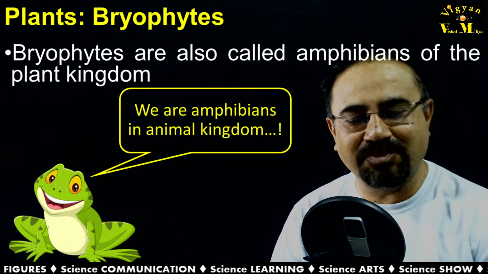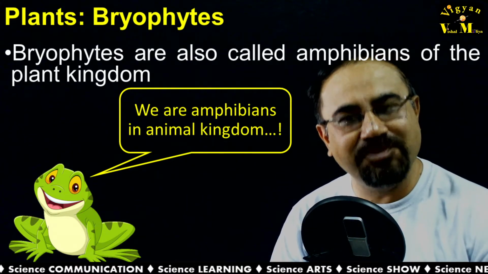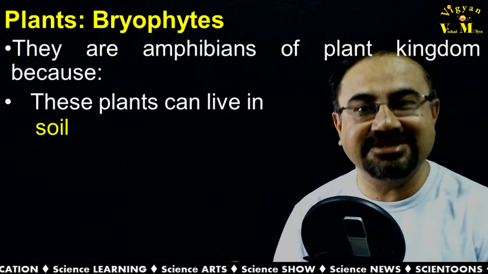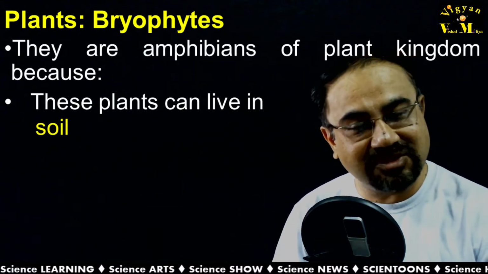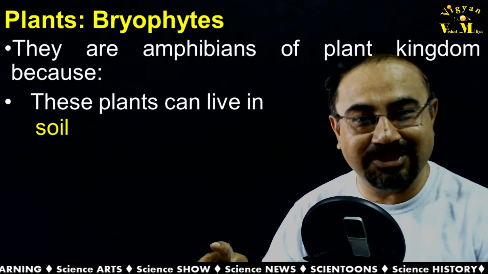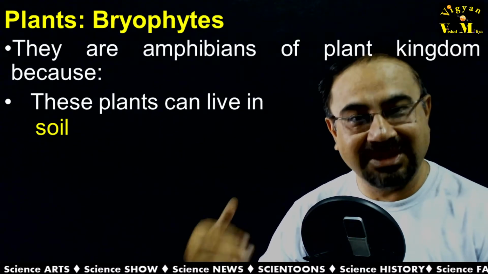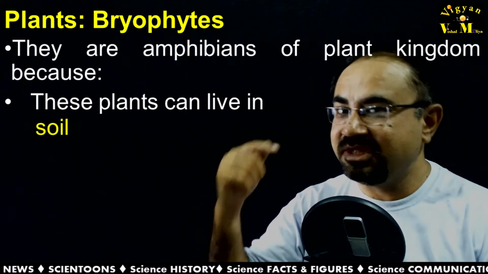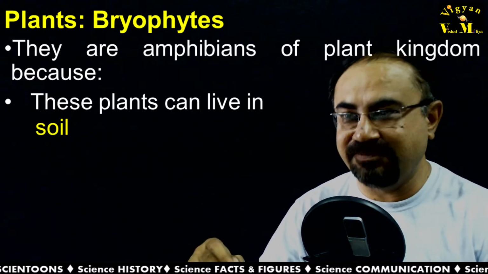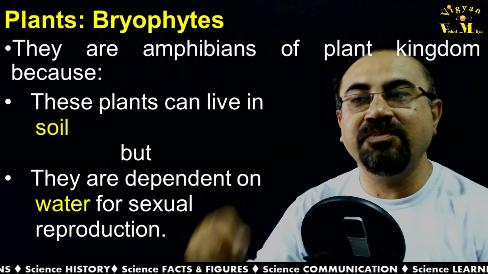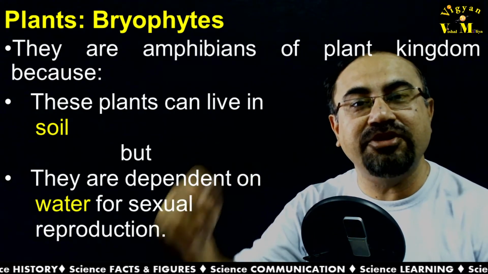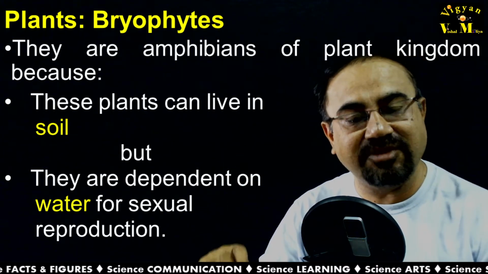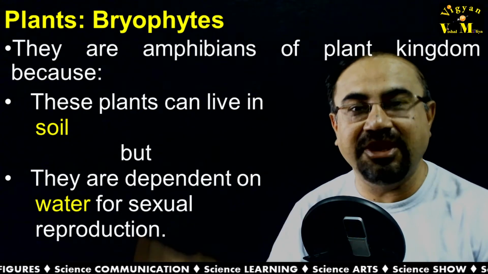We know very well frog belongs to the class amphibia of the animal kingdom. And whatever characteristics are there with the amphibians of plant kingdom are the same as in the animal kingdom. We call them amphibians of plant kingdom because they can survive on soil, they are living in the soil, but at the same time they are dependent on water for sexual reproduction. This is the same characteristic as the class amphibia of animal kingdom.